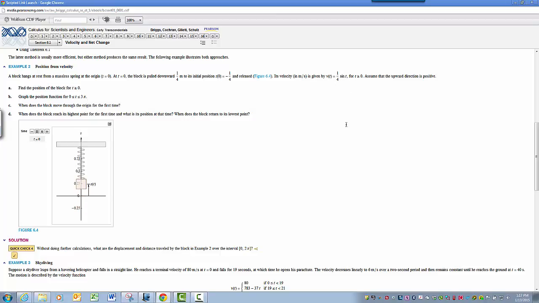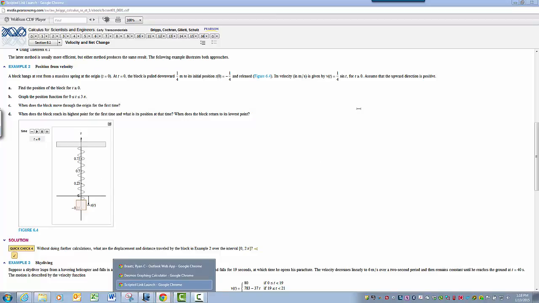So this is the velocity, and we'll assume that the upper direction is positive. Okay, so let's go ahead and stop that. It says find the position of the block for t greater than or equal to 0. So let's go ahead and take this function. We'll play around with it a little bit.